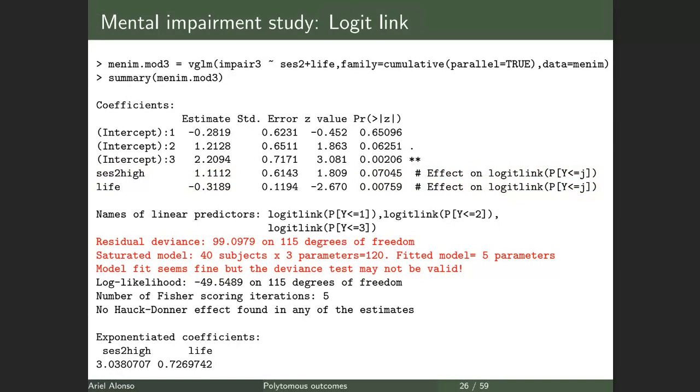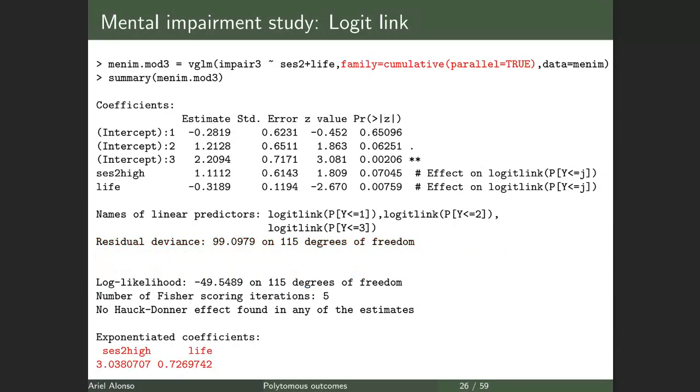Why? The saturated model, well, you have 40 subjects. For each subject, you have to model 3 logits, and a saturated model gives different parameters for every logit. So you have 40 times 3, 120 degrees of freedom for the saturated model. For the fitted model, you have 5 parameters, so 115 degrees of freedom. Here you have the maximized log likelihood value, and now you have the exponent of the coefficients. And now you can interpret this in terms of odds ratios.